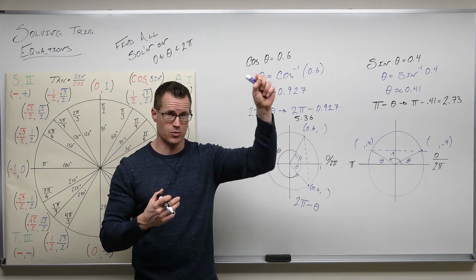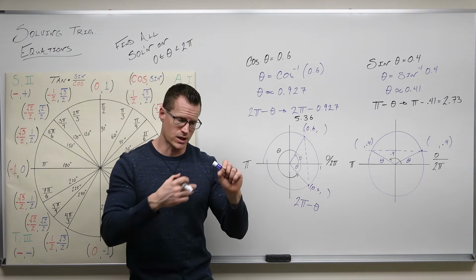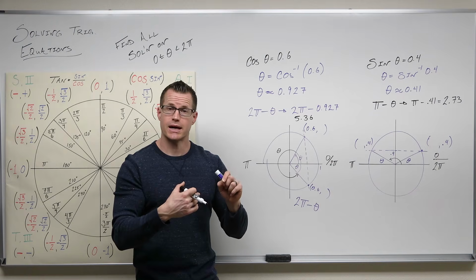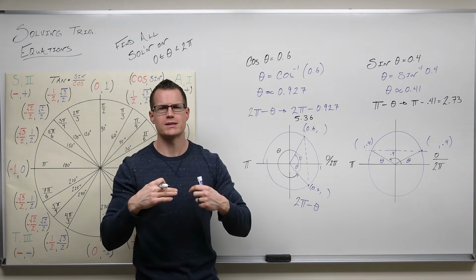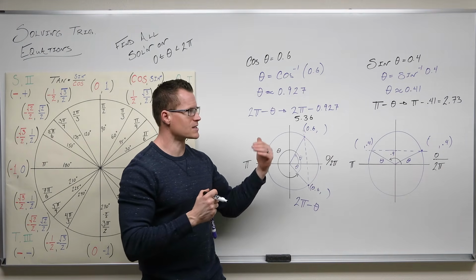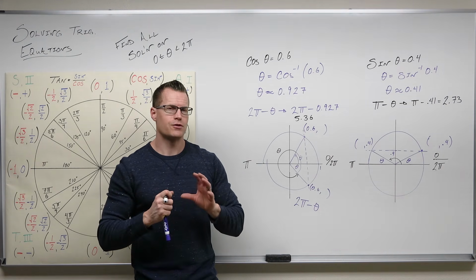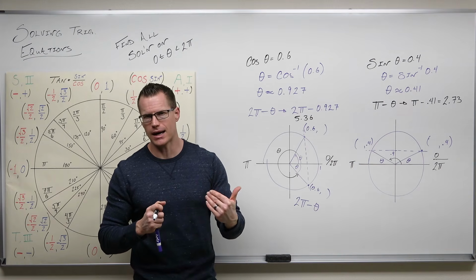Cosine is x-coordinate. You're probably going to have two of them this way. Subtract 2 pi minus that angle. Sine is y-coordinate. You have two of them this way. Take pi minus that angle for the ones that are not on the interval for which sine inverse and cosine inverse are defined. For tangent, all you really have to do is add pi.